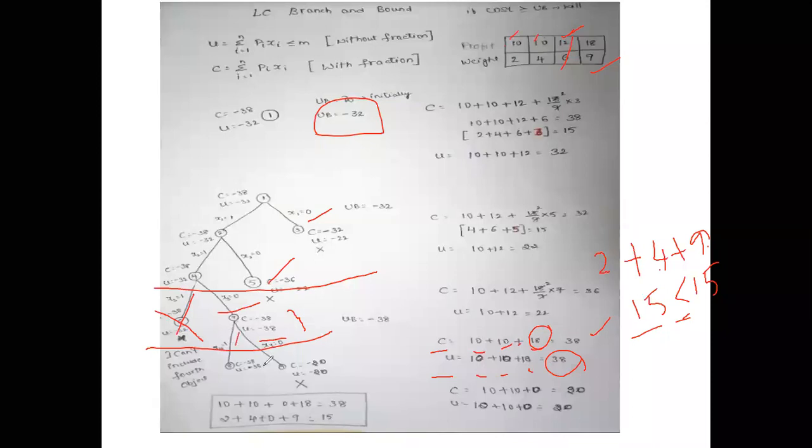So if you branch at this level, C is again the cost and upper bound will remain the same, because in the previous stage we have the same here also. So C is equal to minus 38, upper bound is equal to minus 38. No change in the cost and upper bound value. Then without considering item 4, again calculate the upper bound and the cost value. So let us look into this.